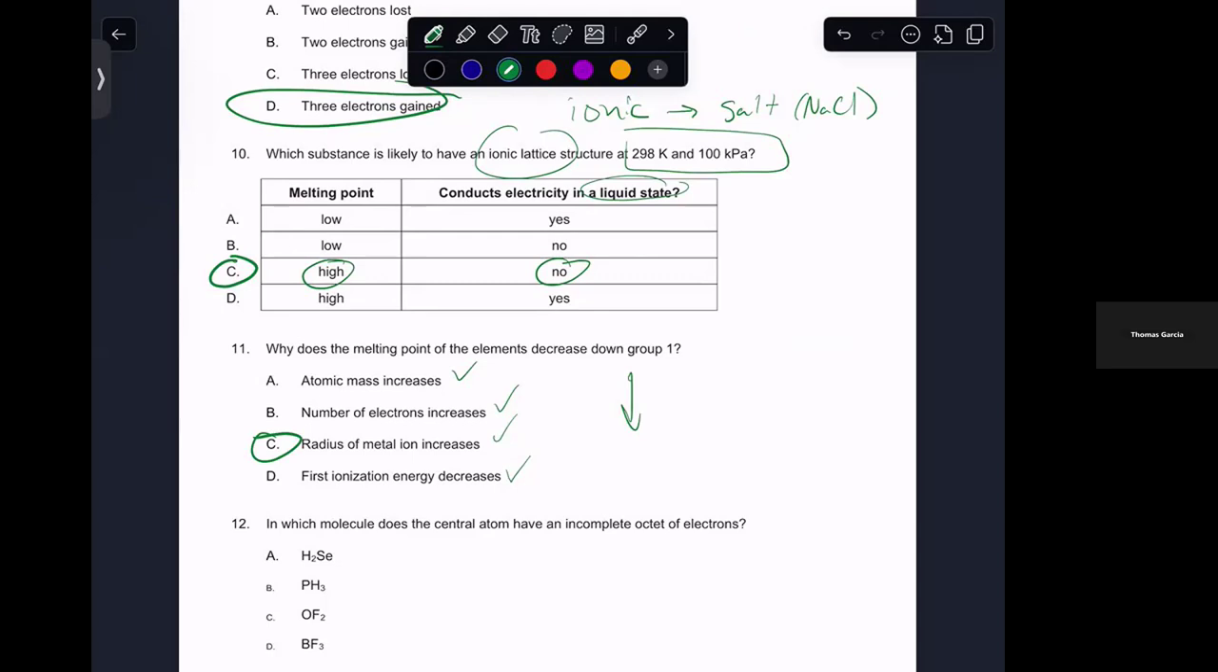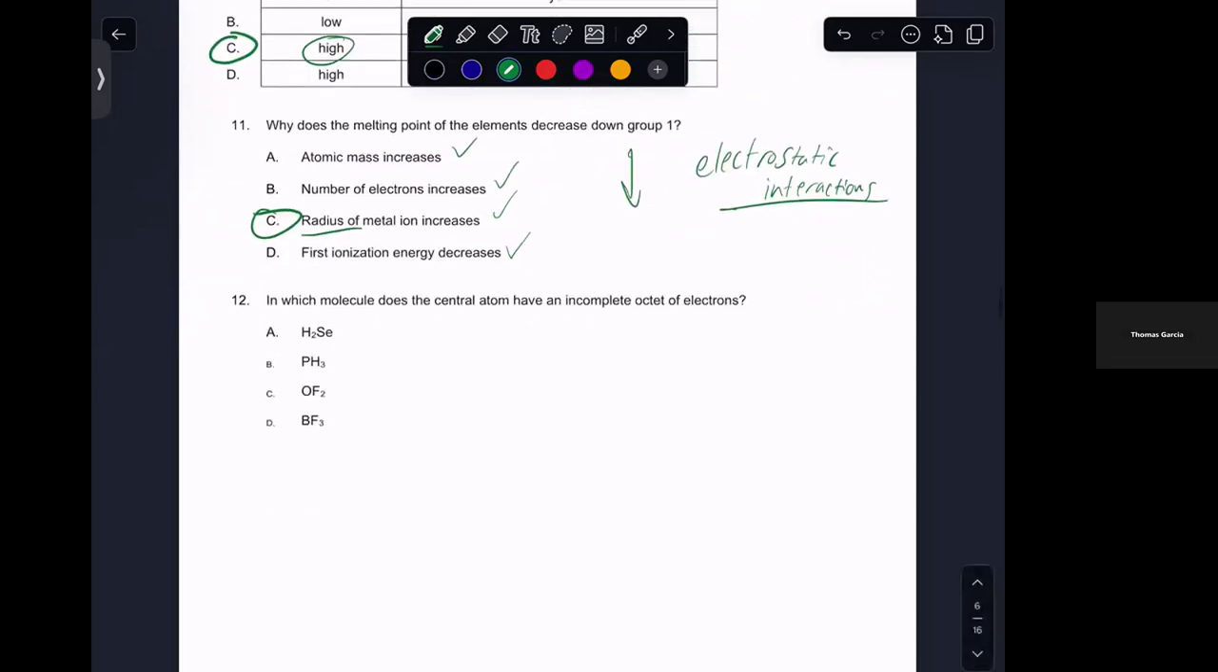And they don't have that anymore when you make it larger, because this is all back to electrostatic interactions. And as the distance increases, the force decreases. So as the distance between the atoms increases because of a radius increase, that attractive force decreases.